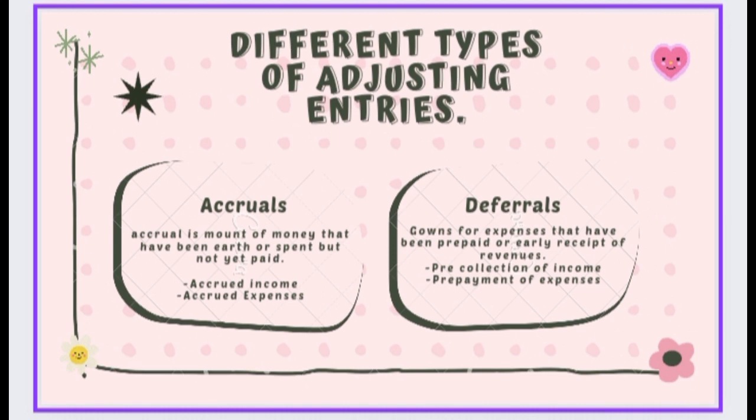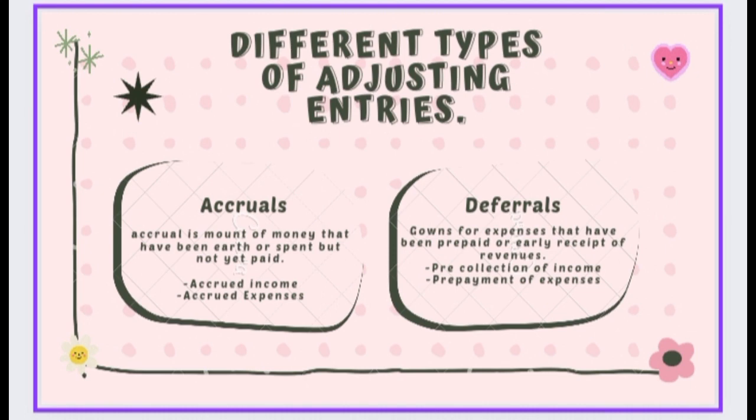was earned. In accruals, there are two types: the accrued income and the accrued expense. The accrued income is income that has been earned but has yet to be received. Examples of accrued income include wages earned but not yet paid, rent earned but not yet paid, and interest earned but yet to be received.